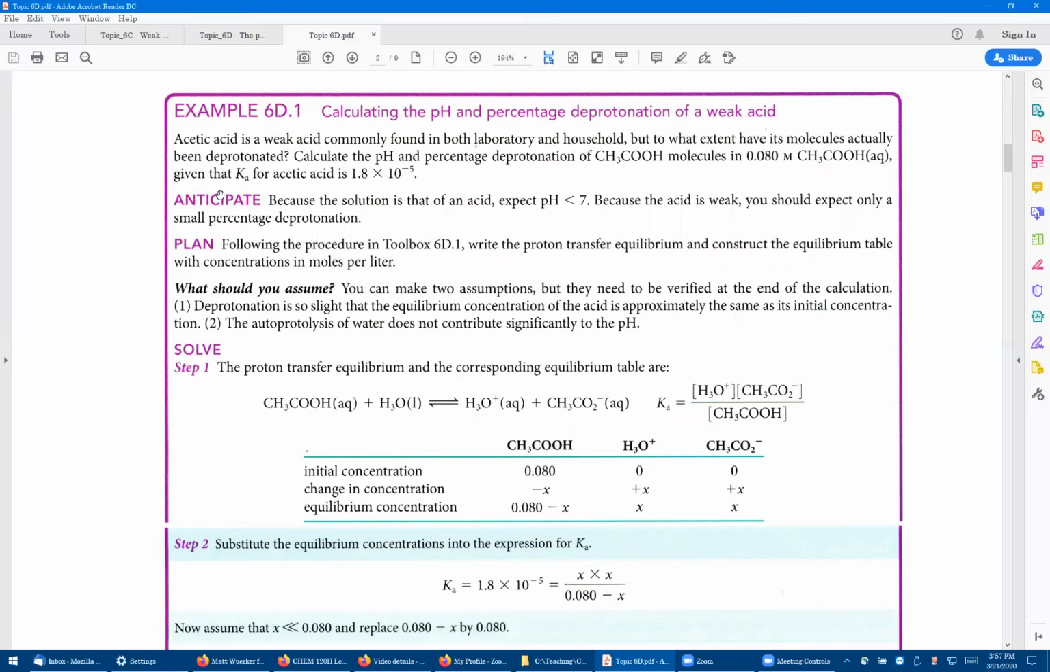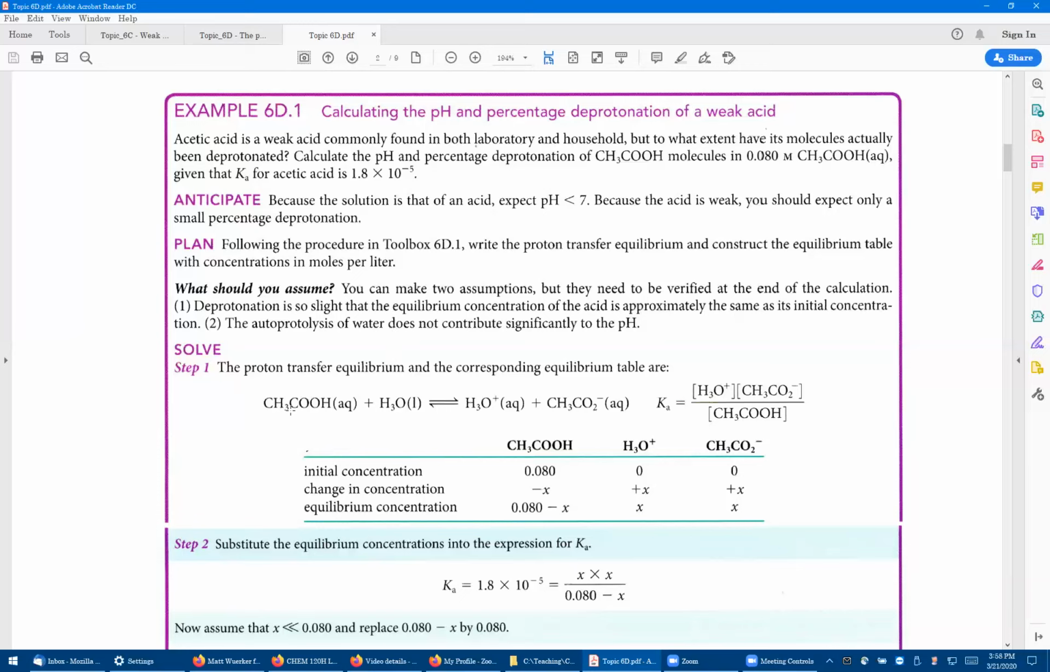So what he does first in all of his examples is to go through this sequence of thoughts: anticipate, plan, evaluate, and so on. The anticipation, of course, for this is that because the solution is that of an acid, we expect the pH to be less than 7. And if you calculate something that's not, you'll know that you made a mistake somewhere. And because the acid is weak, we can expect only a small percentage of deprotonation, on the order of a few percent at most. So the plan, of course, is to use the equilibrium approach that we already talked about.